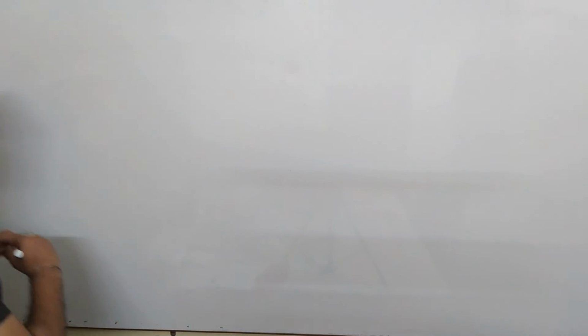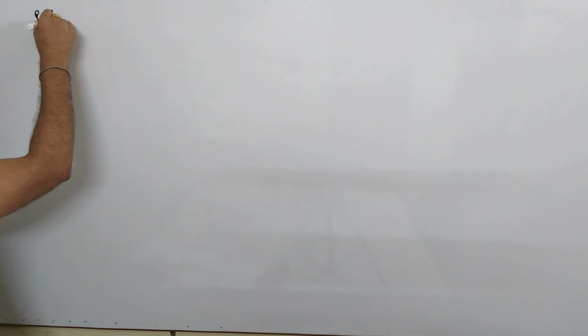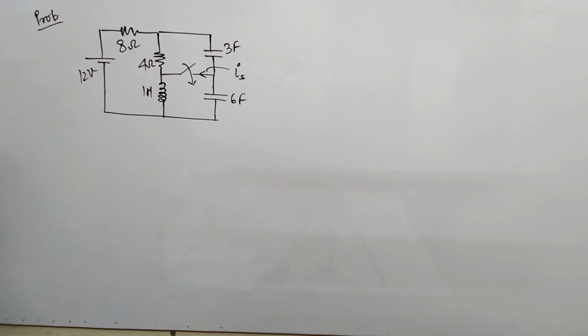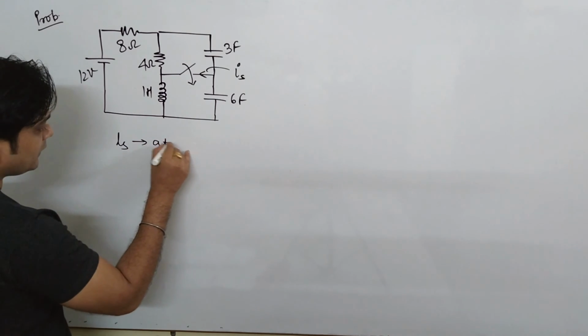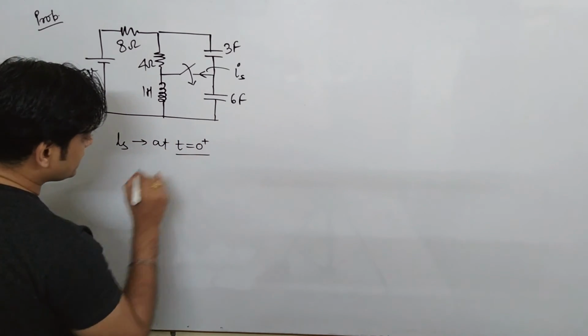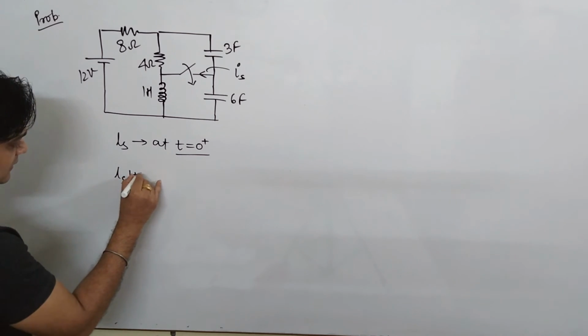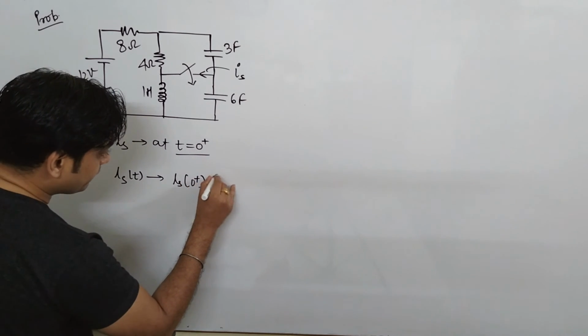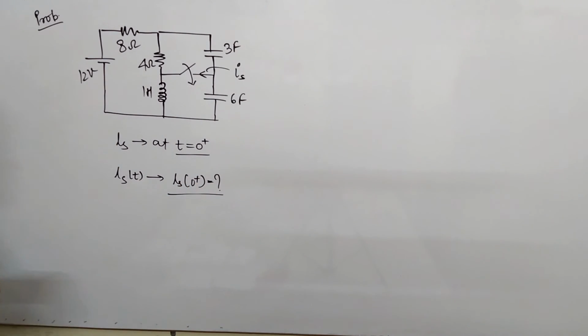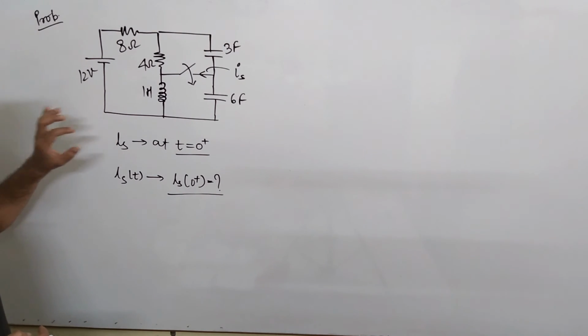So we start with the next problem solving session and we will see different types of problems. So friends, this is our next problem. In this problem you have to find the value of i_s at t equal to 0 plus. It means i_s is basically a function of time t, and therefore you have to find i_s(0+).